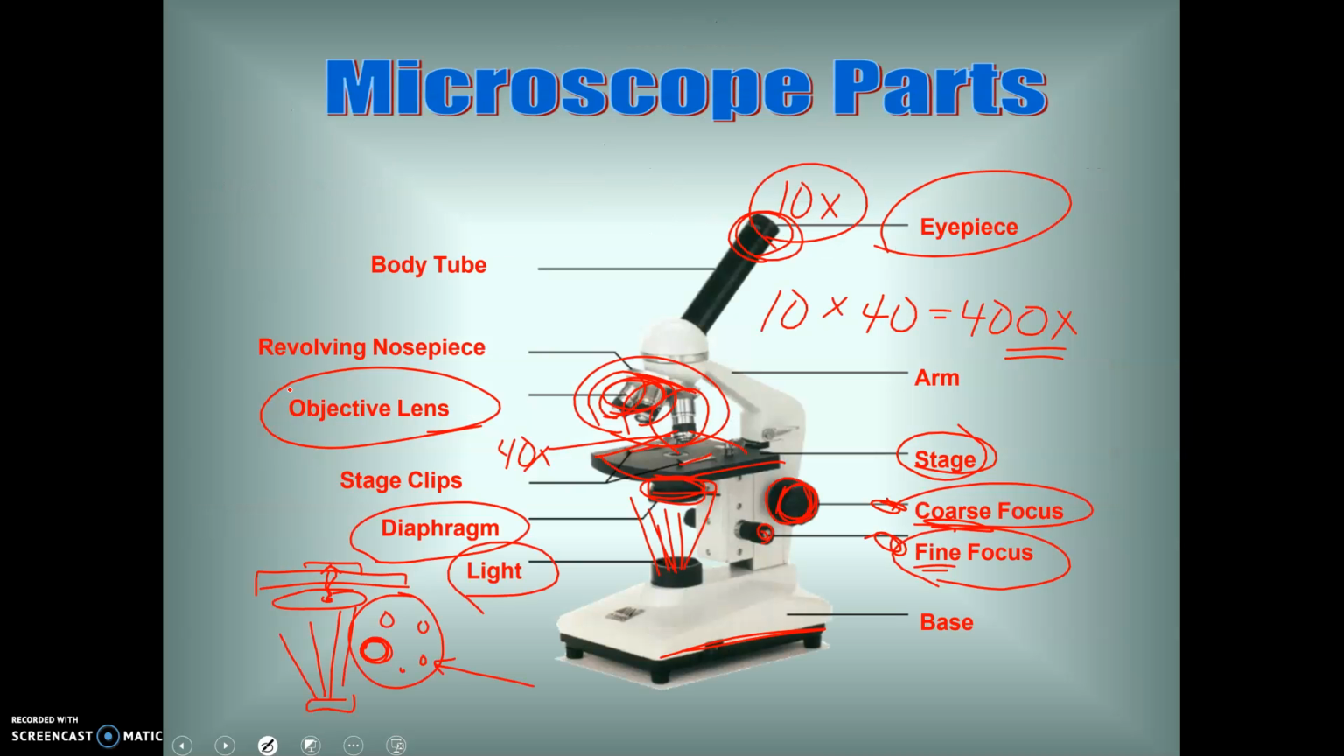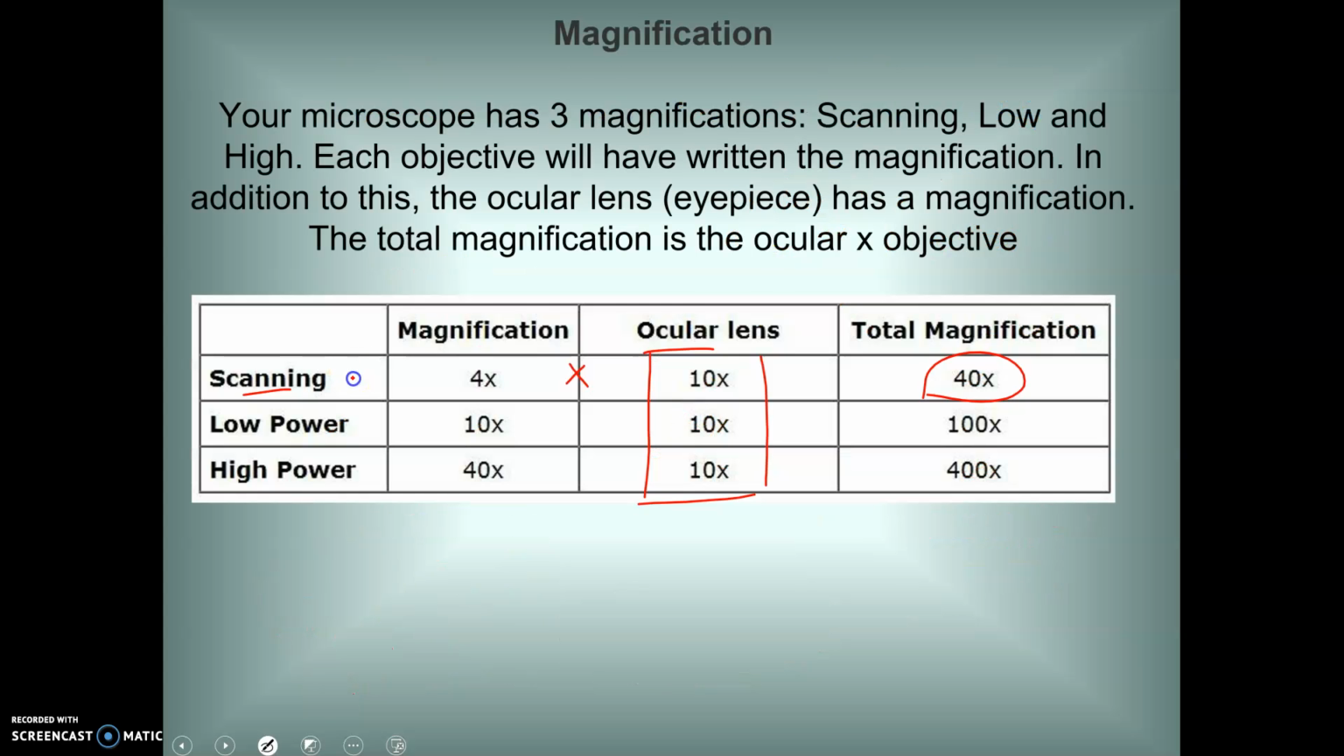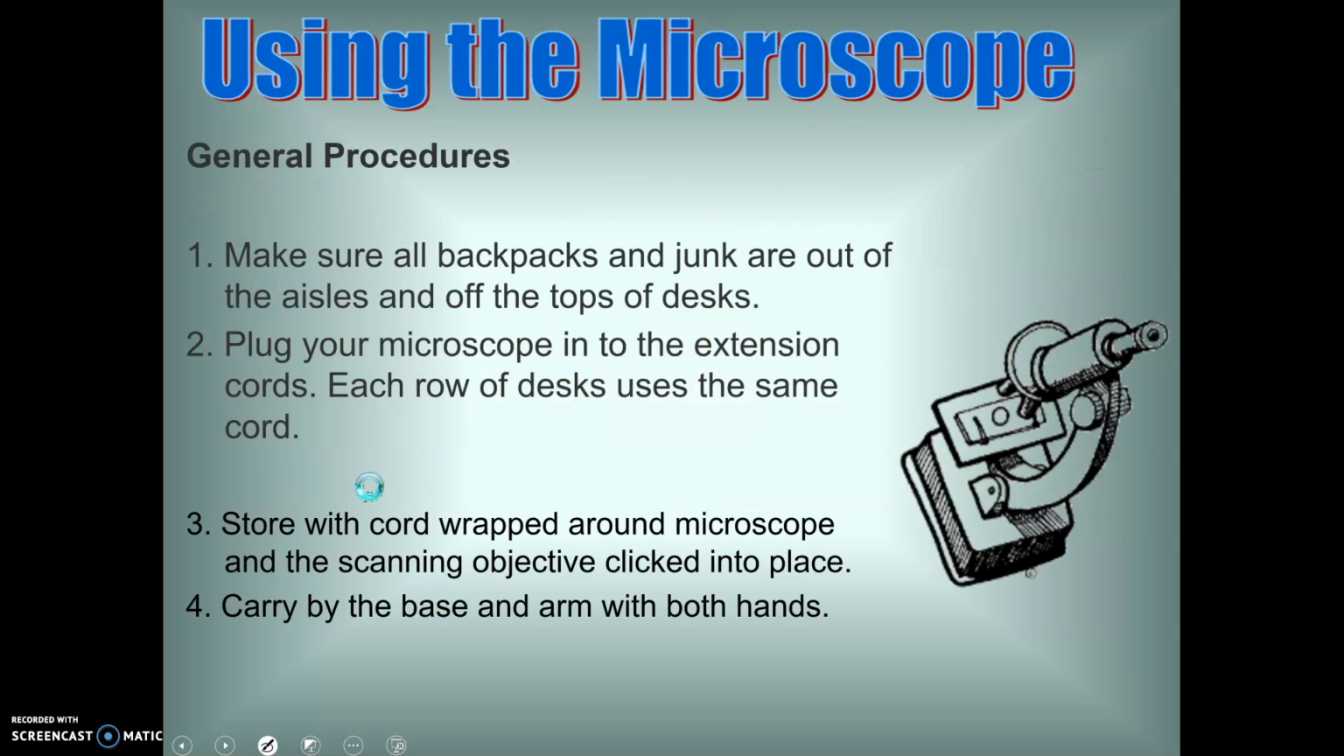If you look back here at this kind of messy picture now, these are different lengths. So the way you're going to know, they actually do say on them 10 times, 100 times, but the shortest one is going to magnify the least. So as they get longer, the scanning is going to be a little one, the low is going to be longer, and then that high power is going to be a really long lens. In fact, it can almost touch the slide when it's turned facing down. You're using that one. All right.